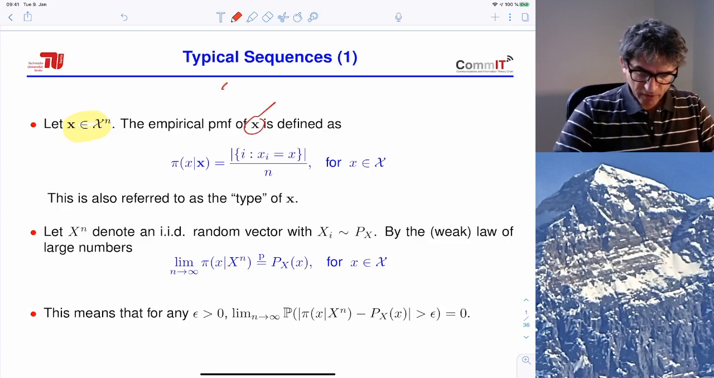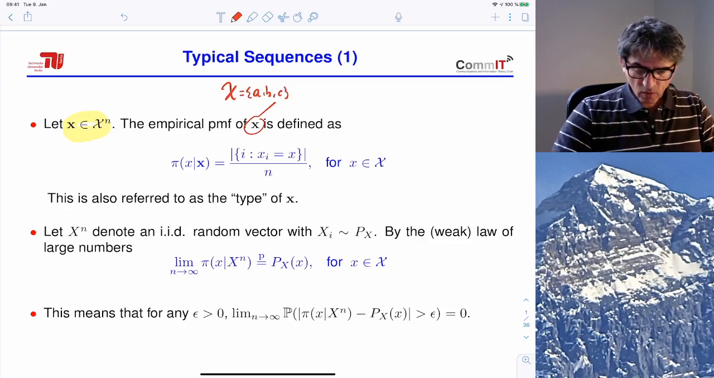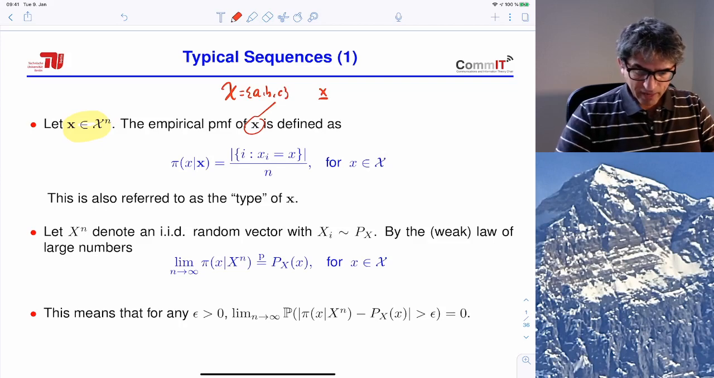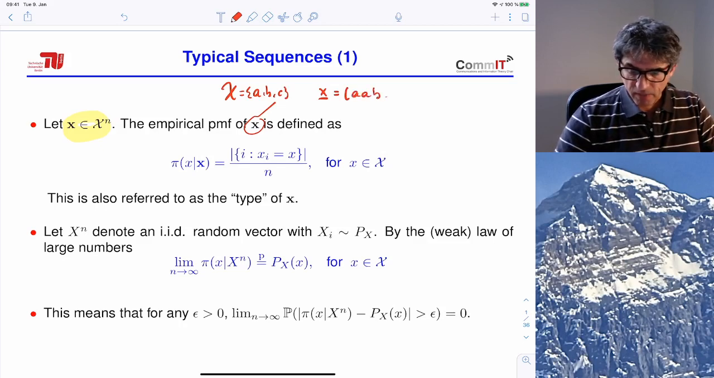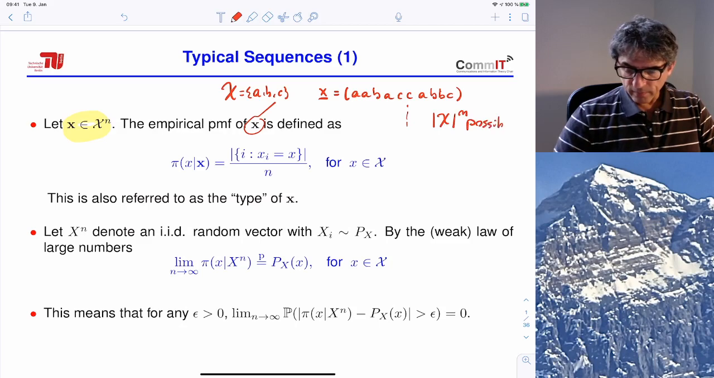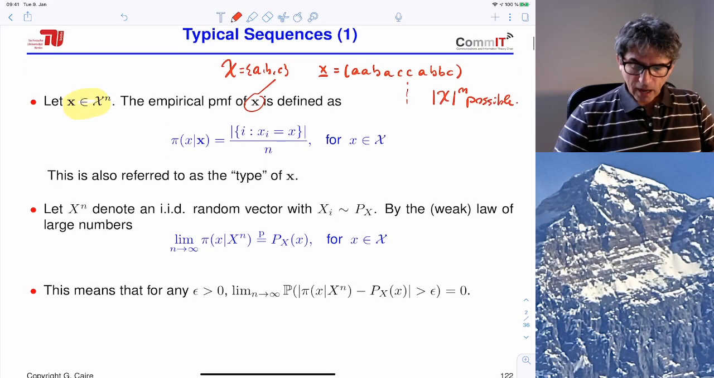So for example, if X is, I don't know, {a, b, c}, and I consider n equal to 10, the sequence x could be a specific sequence like a, b, a, c, c, a, b, and so on. This could be an example, and of course you may have many of them. How many? In general you have cardinality of X to the n possible sequences.